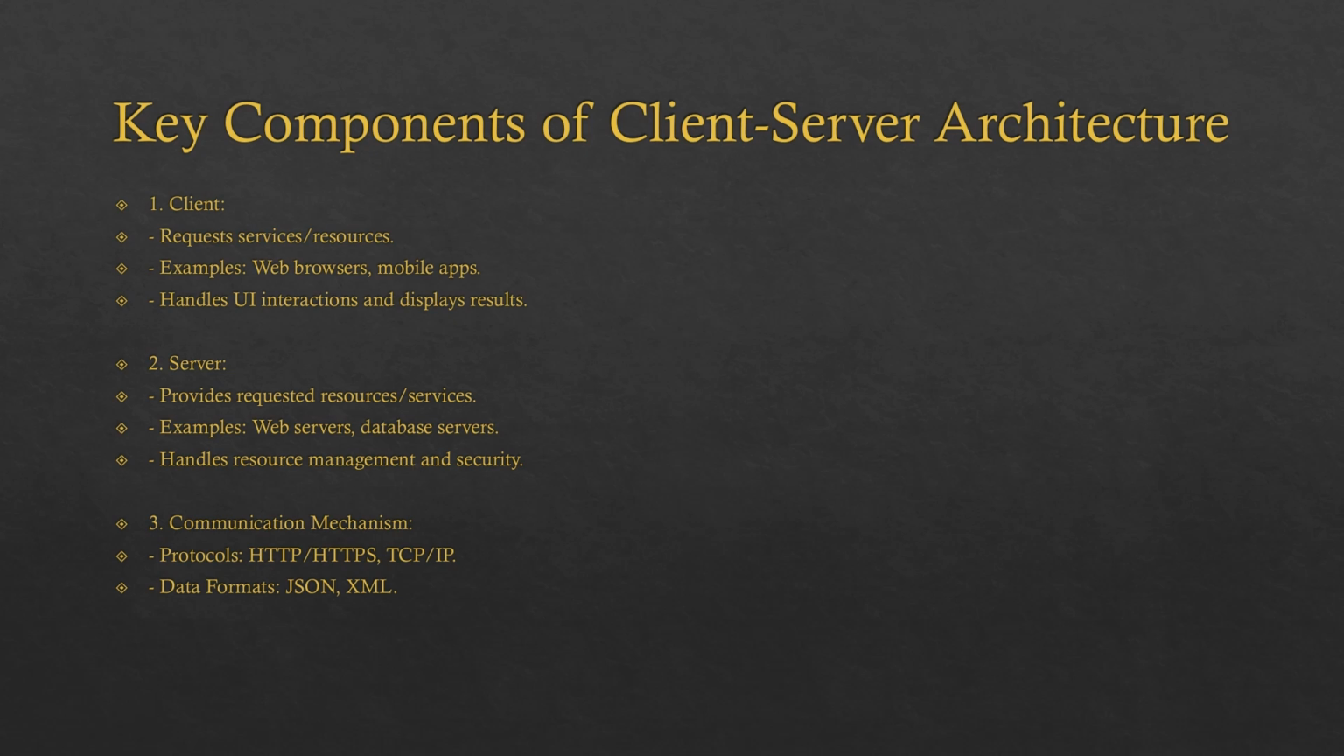The architecture is composed of three primary components: the client, the server, and the communication mechanism. The client is responsible for requesting services such as web browsers or mobile apps. The server is the provider of those services like web servers or database servers. The communication between them happens through protocols such as HTTP or TCP/IP, with data exchanged in formats like JSON or XML.